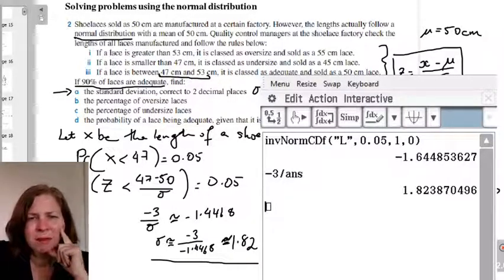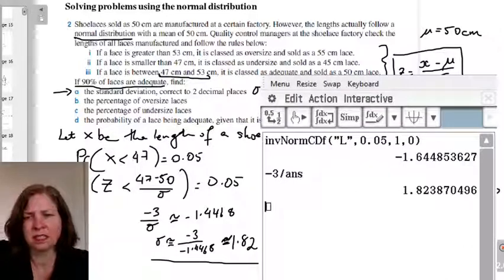So B is easy because I've already done it. What is the percentage of oversized laces? That's 5%. Oversize equals 5%. And C, what is the percentage of undersized laces? I've already calculated that. Undersized equals 5%.